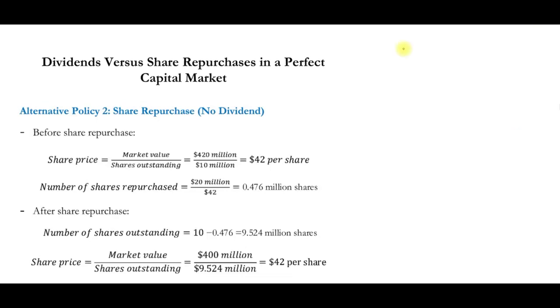Okay, we have learned that the first policy was paying the dividend. The second one is alternative policy number 2: share repurchase, no dividends. So before the share repurchase, what was the value? Market value was equal to cash plus cash flow divided by R, so it was 420 million. Remember, it was 48 divided by 0.12, so it was 420.